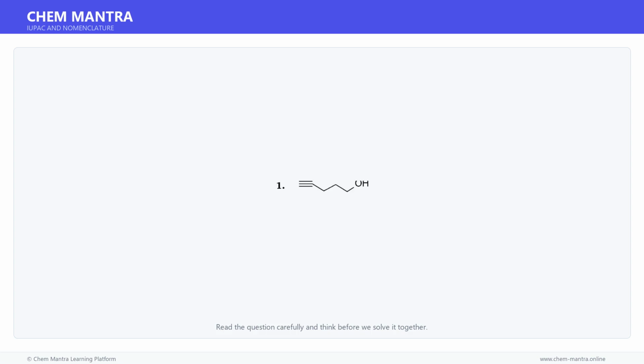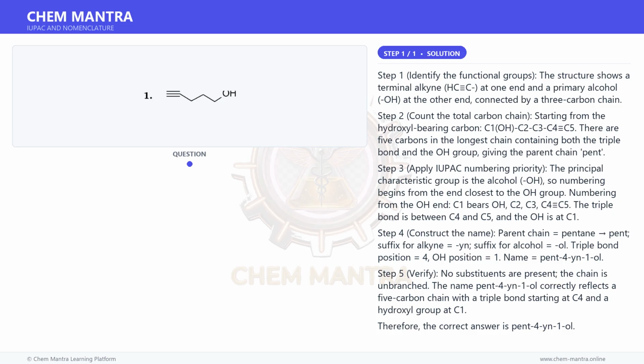Here is a question. Read it carefully and think about the answer. Let us solve it step by step. Let us begin solving this step by step. Step 1. Identify the functional groups.